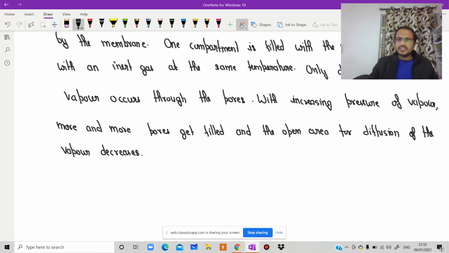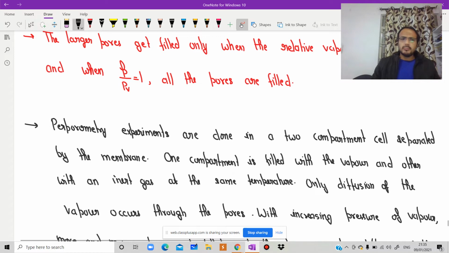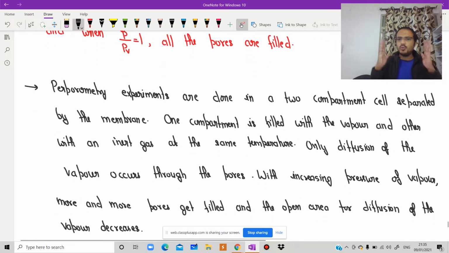Is it clear up to this point? This is very simple in nature. Pervaporation experiments are done in a two compartment cell separated by a membrane. On one side we have vapor, on the other side we have inert gas at the same temperature. Then diffusion occurs. Only vapor diffuses through the pores. But as we increase the pressure of the vapor, more and more pores get filled, and the open area for diffusion of the vapor is going to decrease.